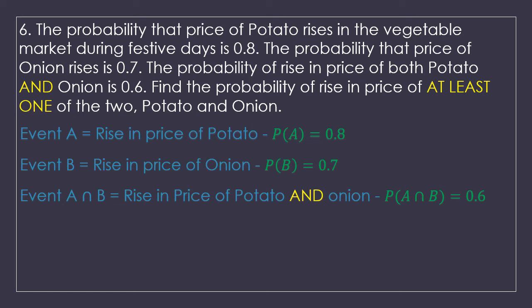What we are going to do next is just write down the formula for union, that is probability A union B, that is A plus B minus A intersection B, 0.8 plus 0.7 minus 0.6. The answer here is 0.9. So the probability that the rise in price of at least one of the two happens, that is potato and onion, is 0.9. So this is the end of question number 6. The remaining sums I will do in the next tutorial.